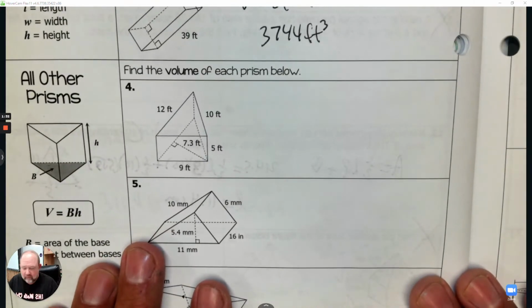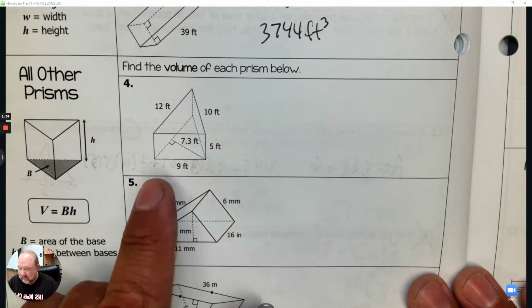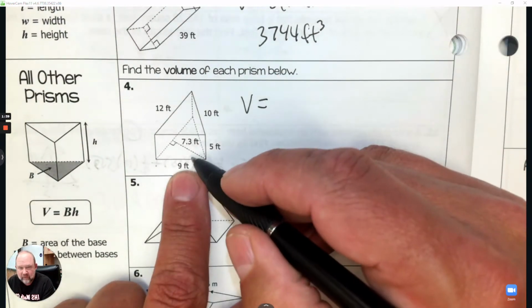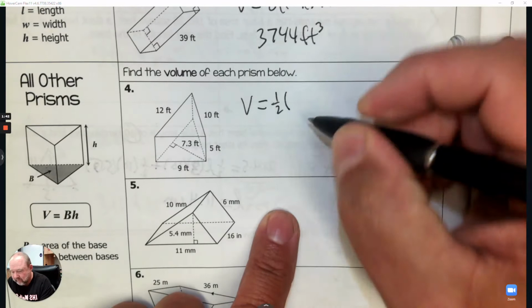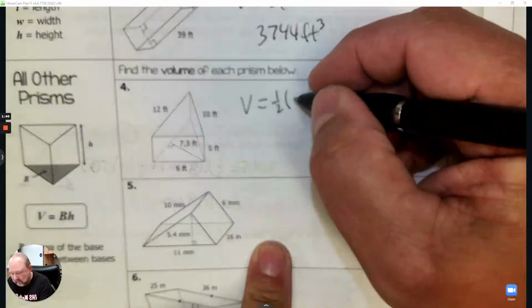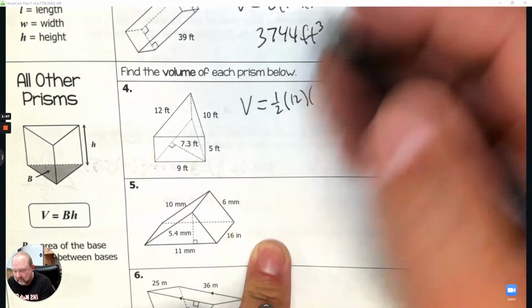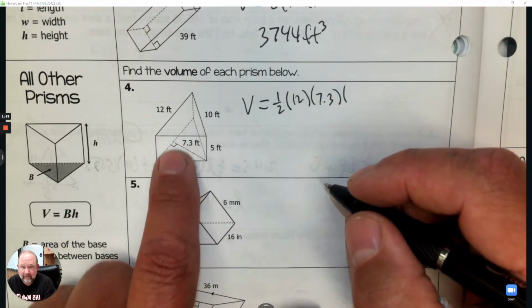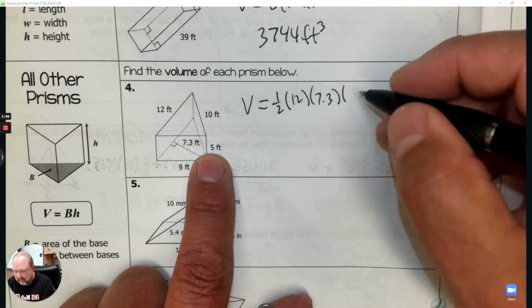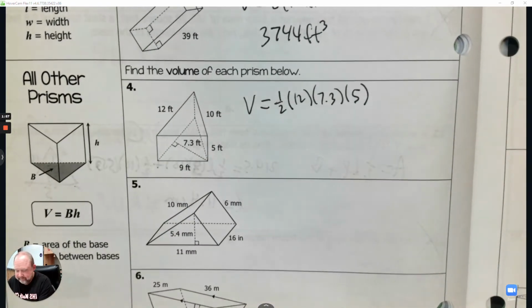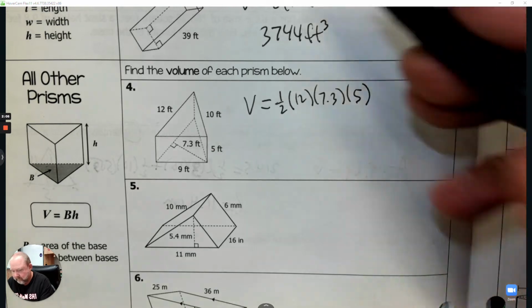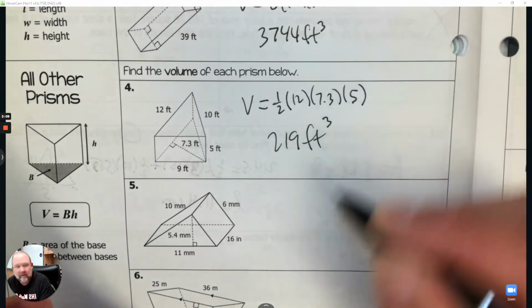All right, what happens about other prisms, what you do? So for other prisms, we're going to find the area of the base times the height. So if the base is a triangle, what's the area of that base? So it's 1/2. The base is 12, and the height of that triangle is 7.3. And then we take that answer times the height of it, or the distance between the bases, which is 5. And that's it. And I get 219, again, feet cubed.